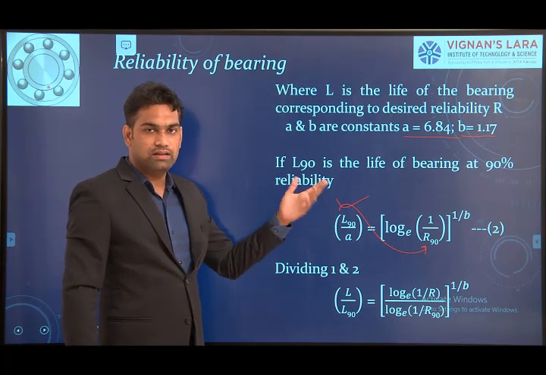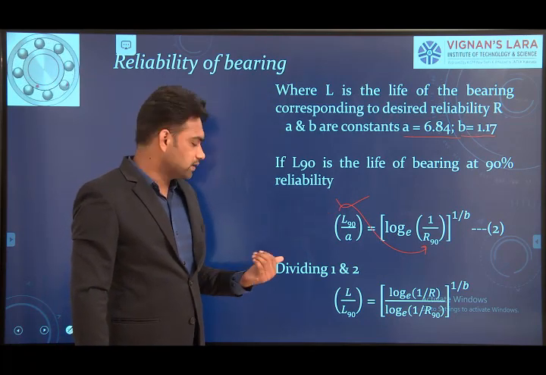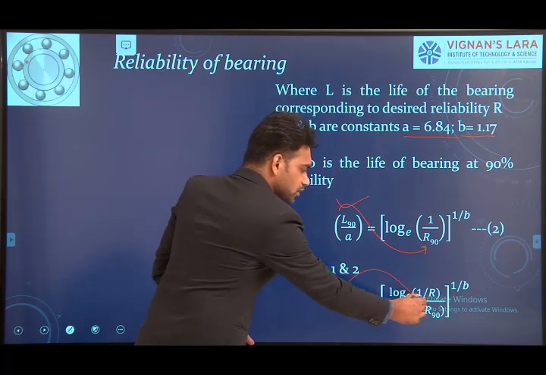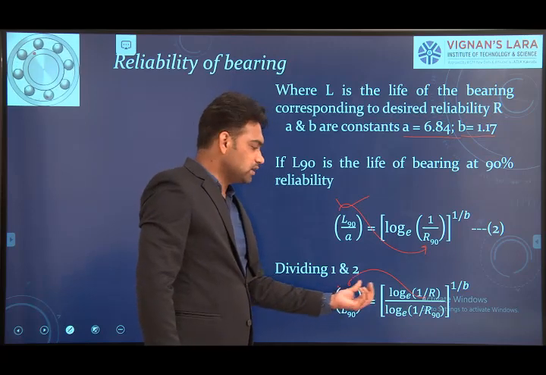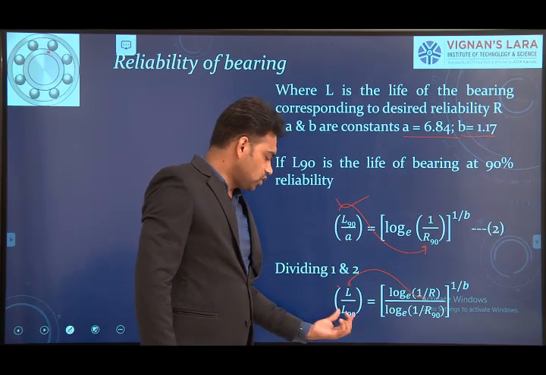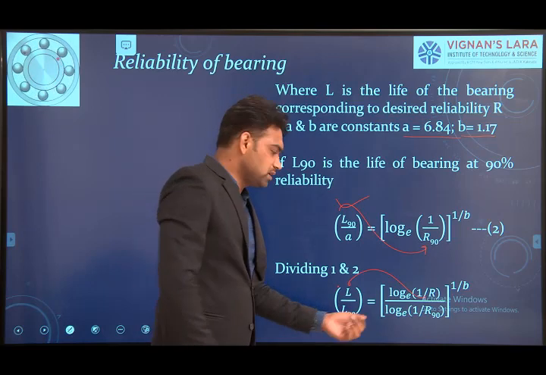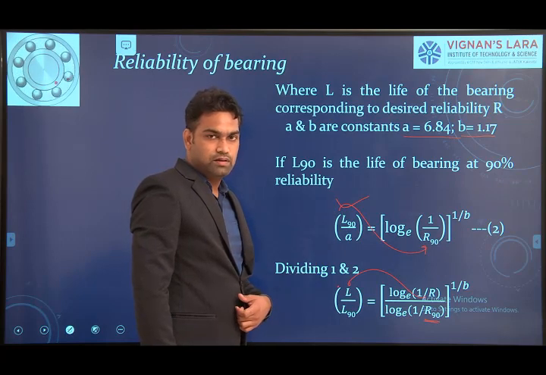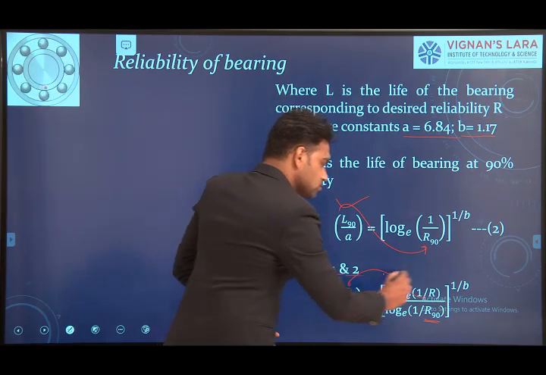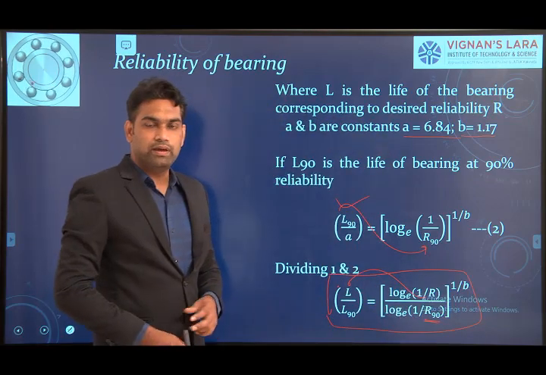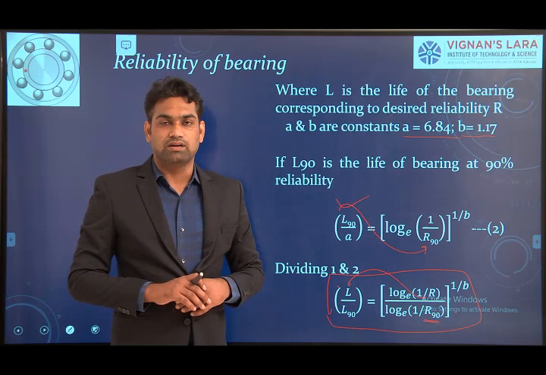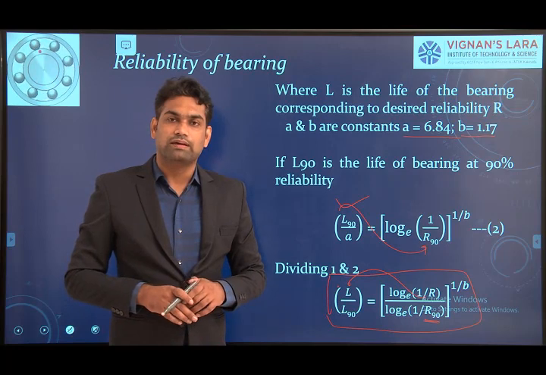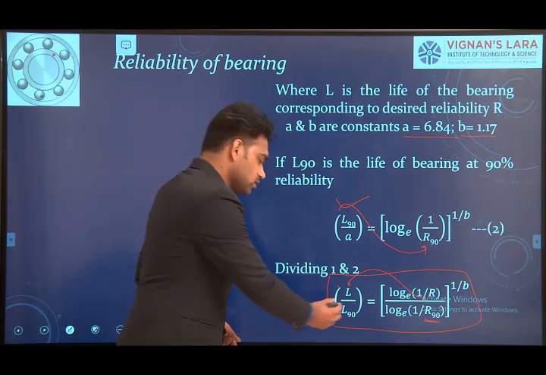Now dividing equations 1 and 2, A and A get cancelled. So we get L/L90 = (log_e(1/R) / log_e(1/R90))^(1/B), where L is the life corresponding to reliability R, and L90 is the life at 90% reliability. B is the constant 1.17. This expression is used whenever in a problem you are given a life other than the 90% life. Then you convert it to the life at 90%, because wherever we calculate the dynamic load capacity C, we use the life at 90%.